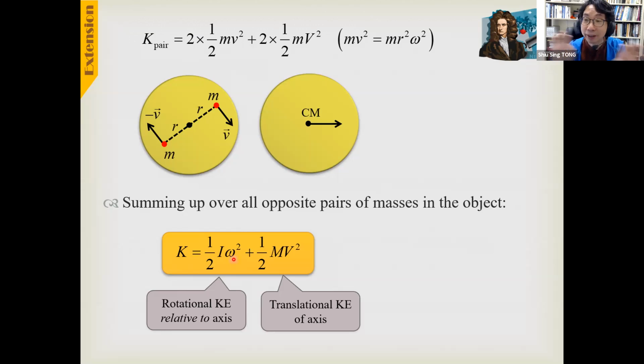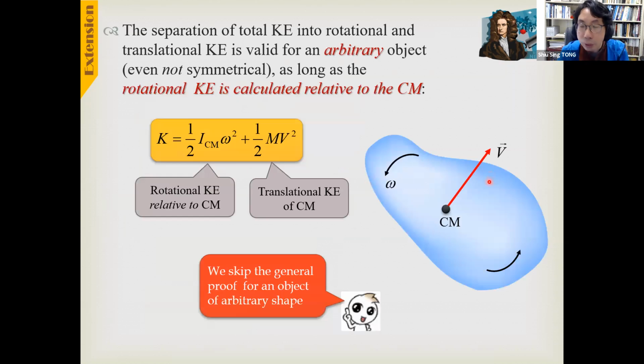You can now separate the kinetic energy into two terms, one for translational motion and the other for rotational motion. But that has to be done about the symmetry axis. The body must be rotating about the symmetry axis in order for this to hold, and the body has to be circular in this particular proof. Now, I will not show you the detailed proof because the proof is rather difficult.